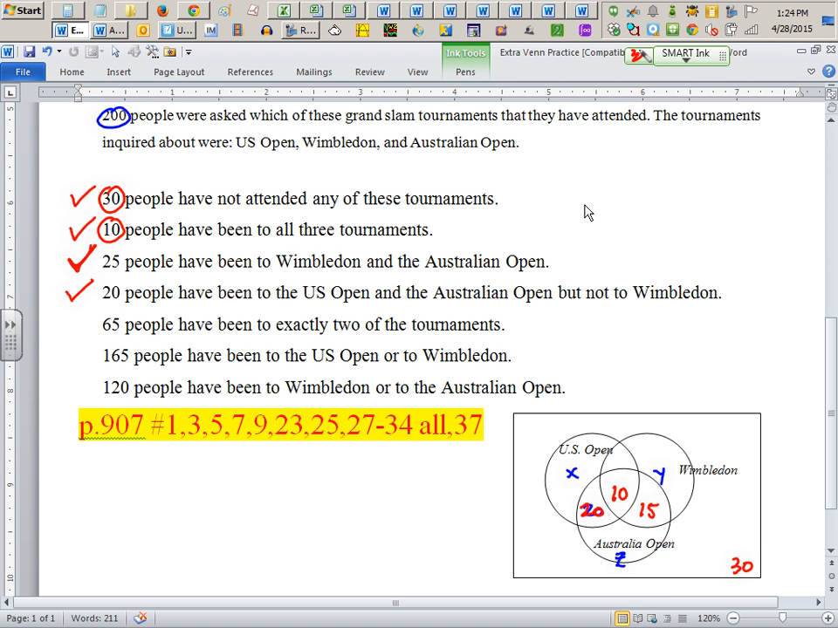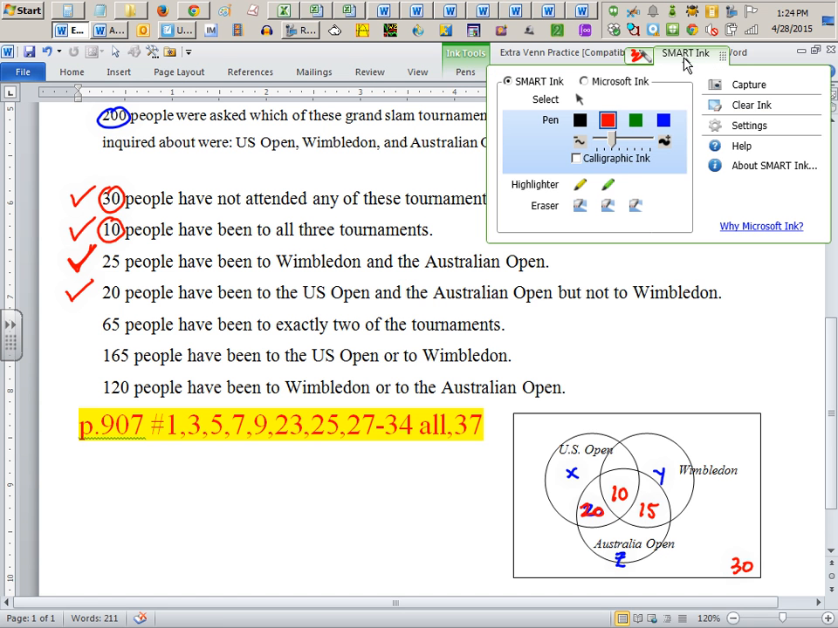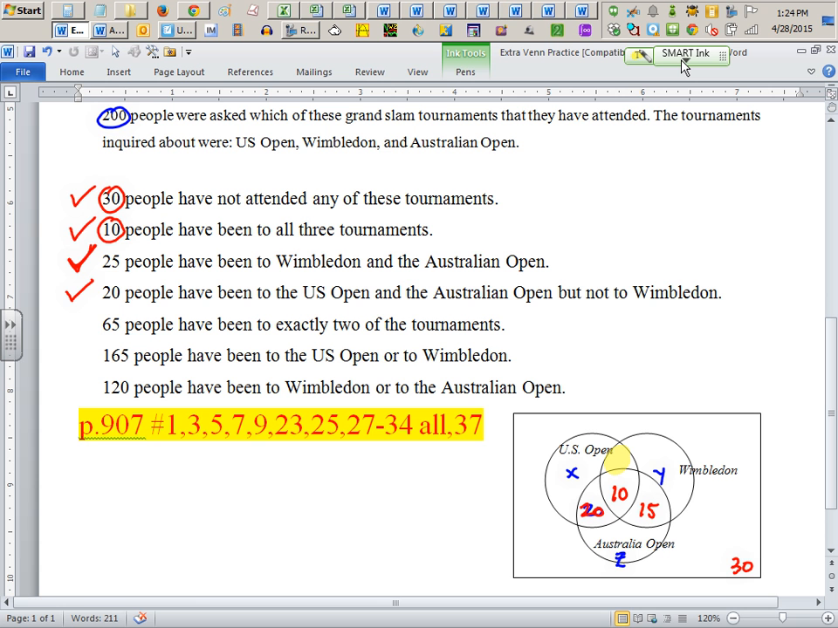65 people have been to exactly 2 tournaments. Okay, so the people who've been to exactly 2 tournaments show up in these compartments here. These 3 yellow compartments are for those who went to exactly 2 tournaments. You don't want to count the 10 in the middle because those people technically went to 3 tournaments, and when I say exactly 2, that means no more than 2 and no less than 2. So those 10 in the middle do not count toward the 65 people.